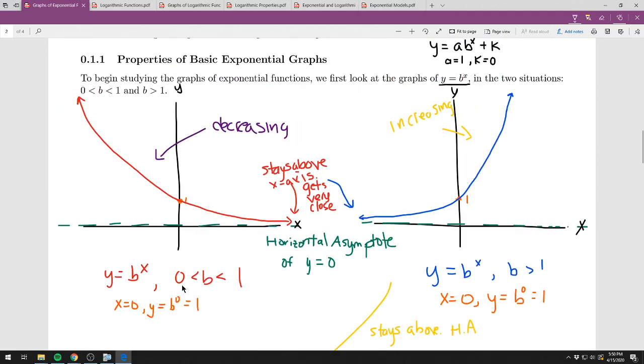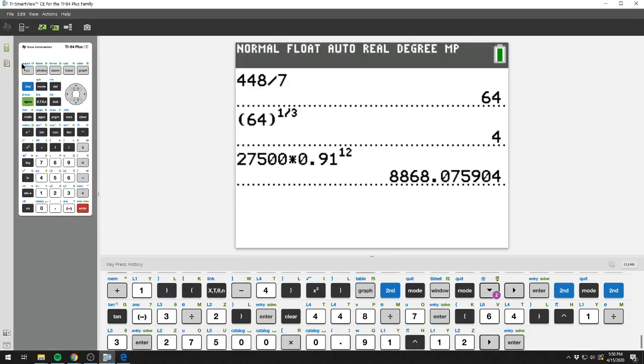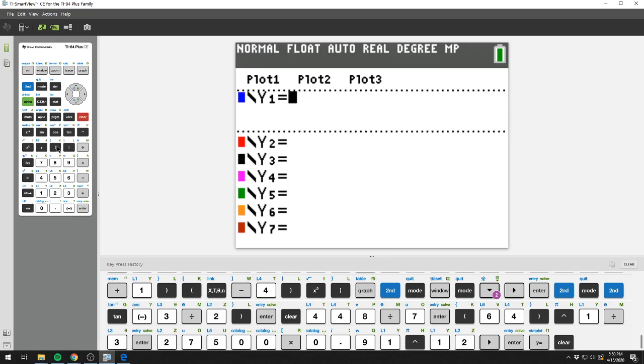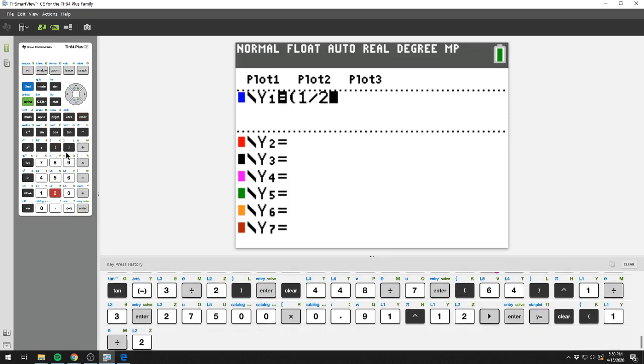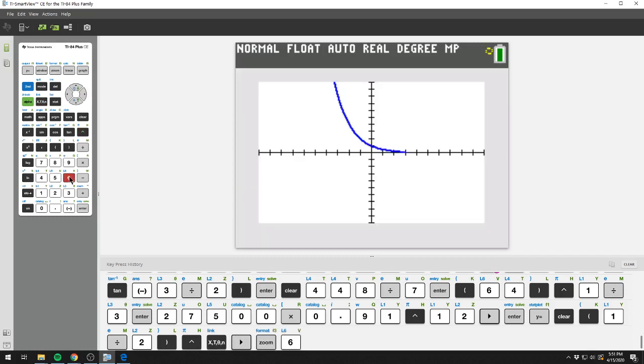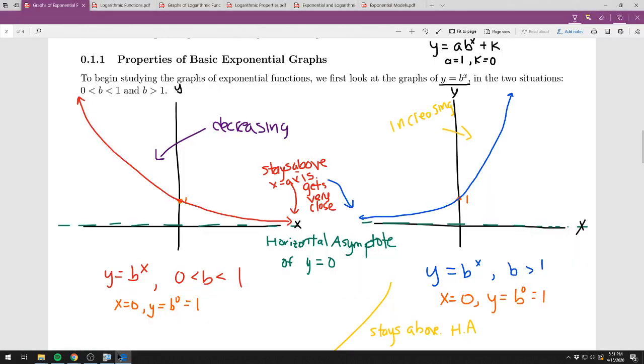But like I said, what I want to do now before we go to the problems is just graph one of these. You can see how it works. I'll graph one of each. For the one between 0 and 1, I'll just do 1/2, and for the one bigger than 1, I'll do 2. That's pretty typical examples. So we've got y equals 1/2 raised to the x. I won't do them both on the same graph. And hit zoom 6. All right, so that was between 0 and 1. That was our decreasing one.